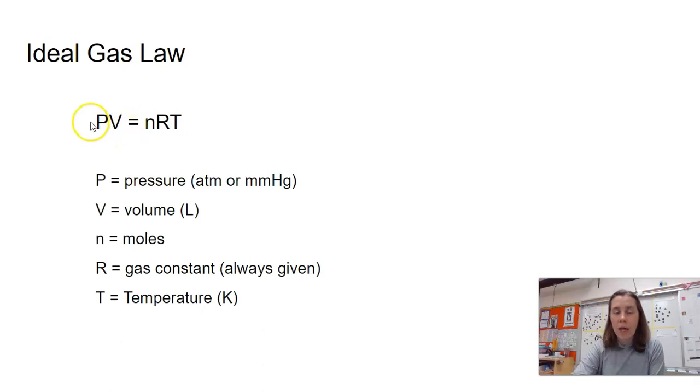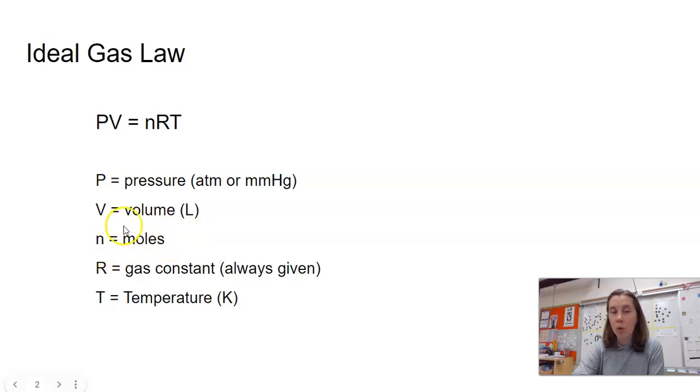So in the equation, P stands for pressure, and that can either be in atmospheres, which is what I usually give you, or it could also be in millimeters of mercury, which is the same as torr. So those two units would be the same. Those are all options for pressure. For volume, which is V, it's always going to be in liters. So if you're given milliliters, you'll need to convert to liters in order to get to a value that you could use to put in the equation.